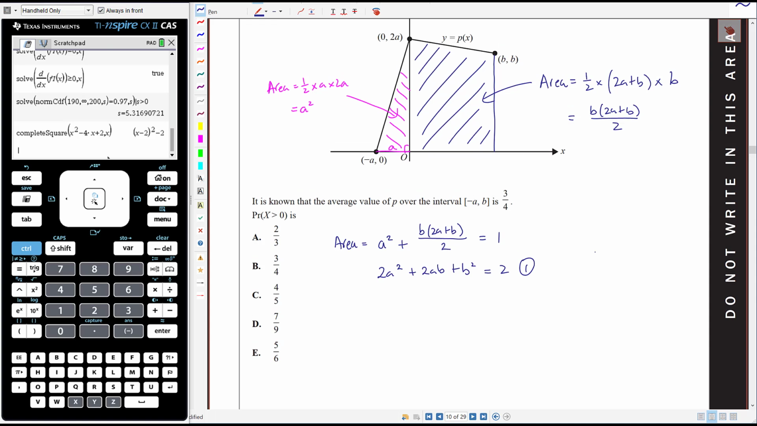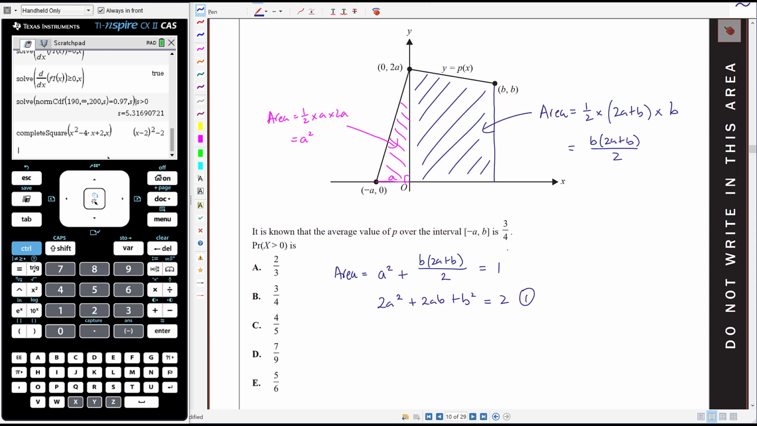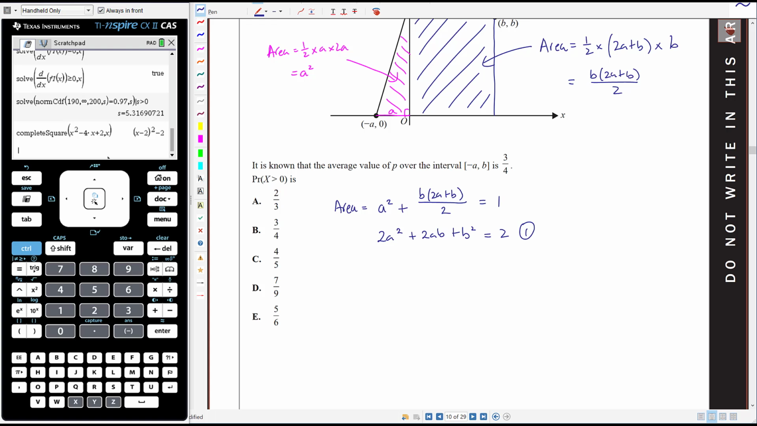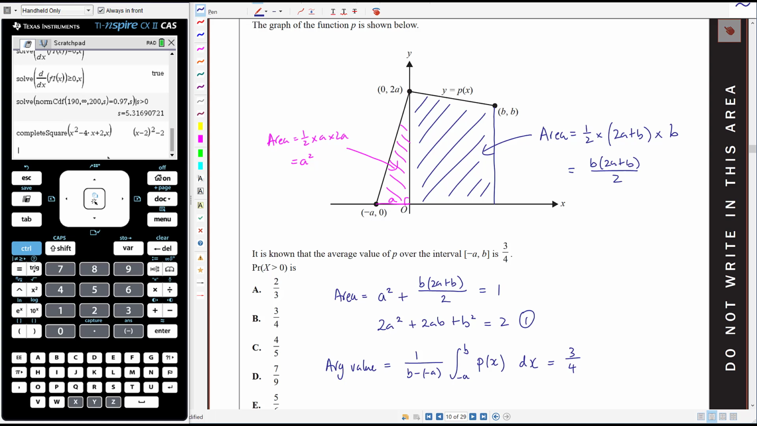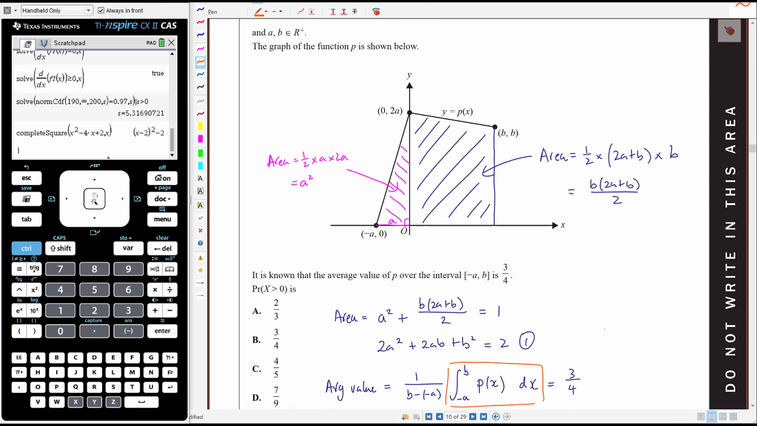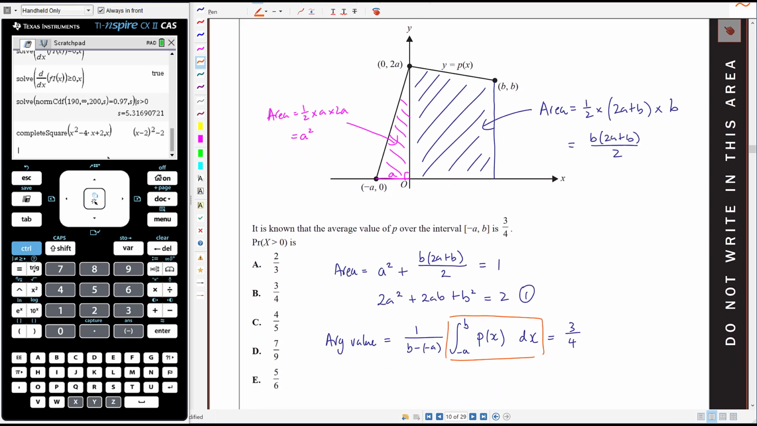We need another equation involving a and b, and that's going to be to do with this information about the average value. If we're going to find the average value of a function, we do 1 divided by, over the interval from negative a to b, b minus minus a, and we integrate from negative a to b the function, and the question tells us that that has to equal 3/4. Okay, so the useful thing here is that that integral represents the area under the curve, which we know has to be 1 because it's a probability density function.